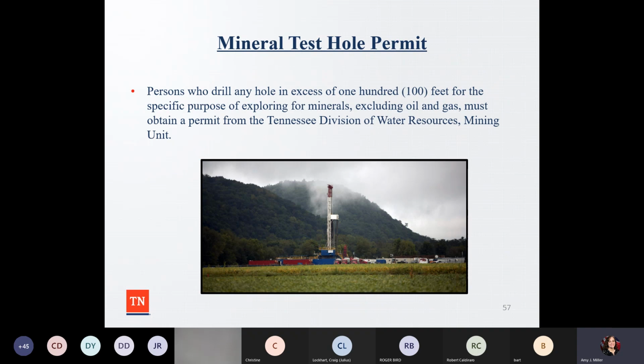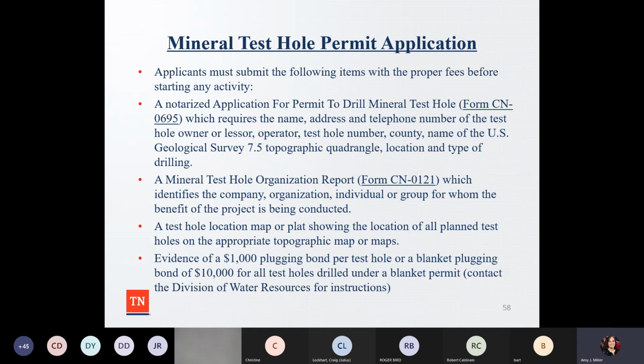So there's a mineral test hole permit, where a person who drills any hole in excess of 100 feet for the purpose of exploring for minerals, excluding oil and gas, must obtain a permit from the Tennessee Division of Water Resources Mining Unit. So there's an application. So again, there has to be fees that are paid before any activity.